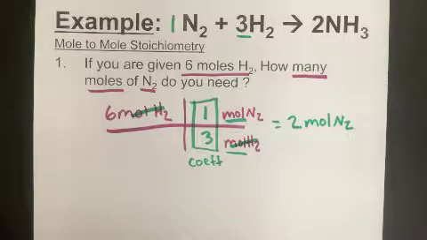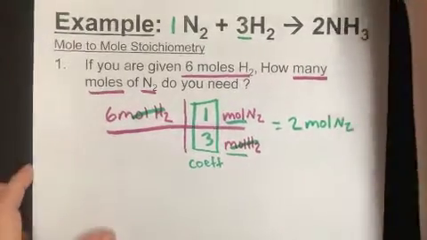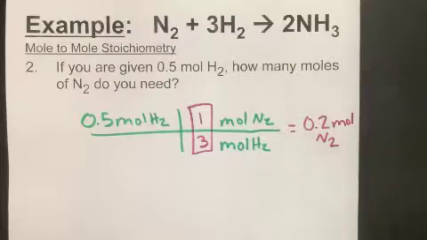Extremely simple. Okay, so I now want you to pause the video and try the next example that's in your notes. Now check what you have in your notes compared to what I have on my paper. Your answer should be 0.2 moles of N2 based on sig figs.